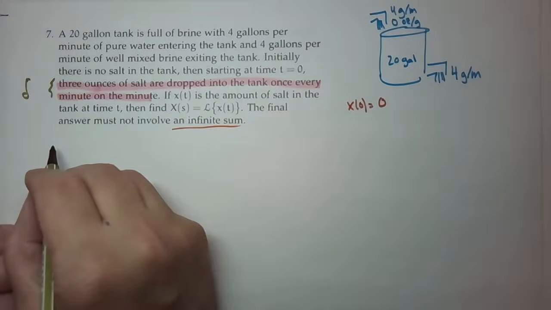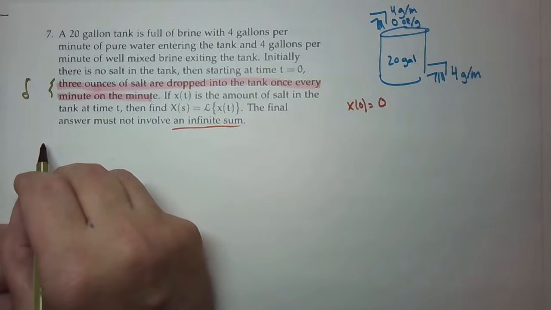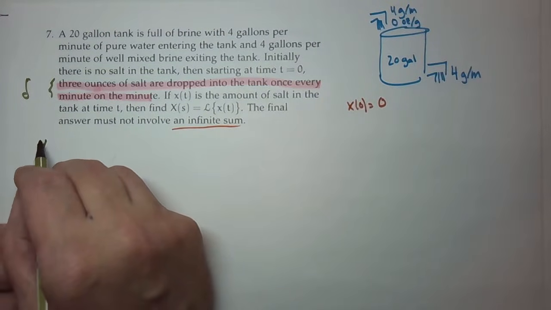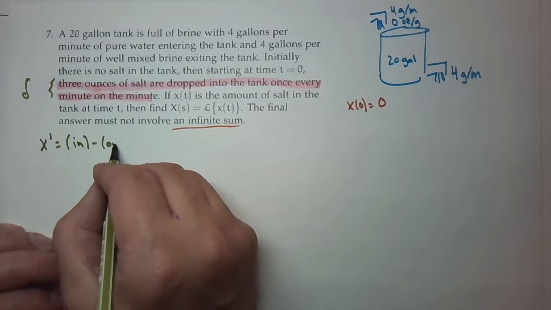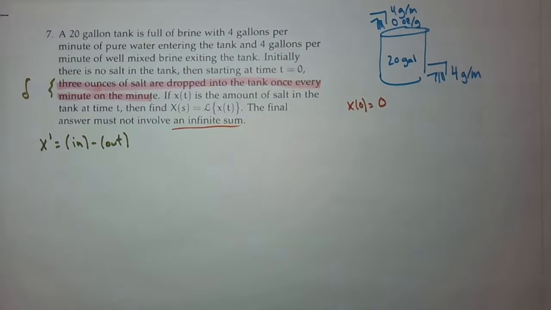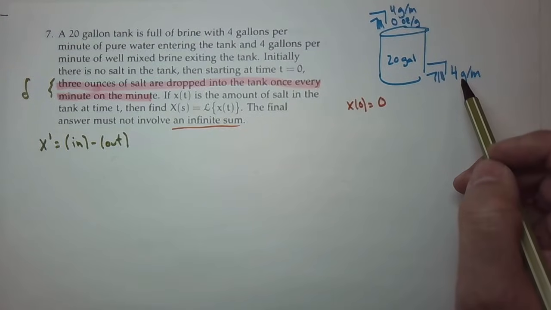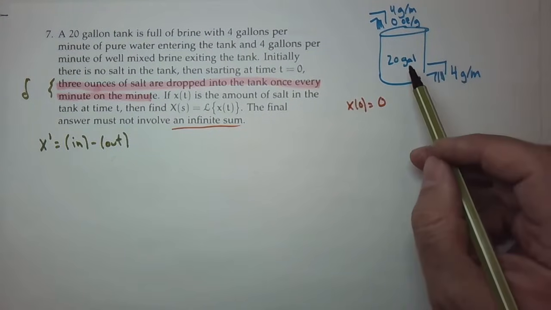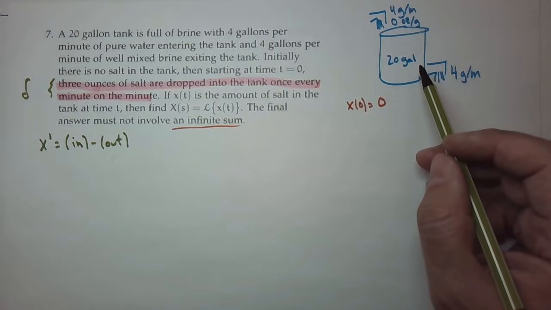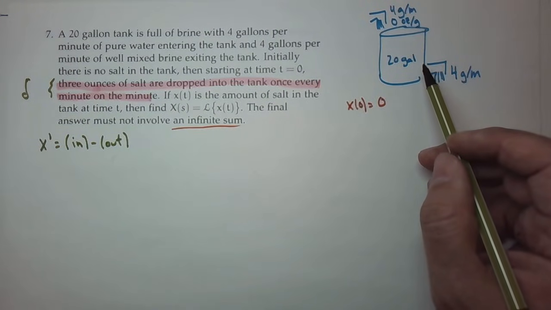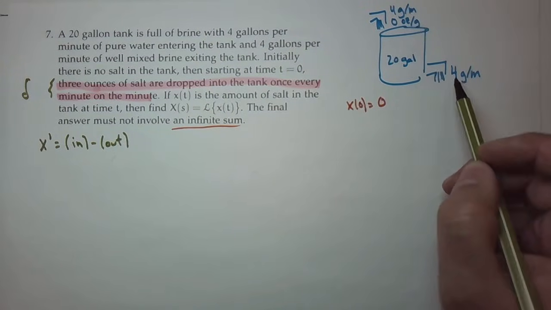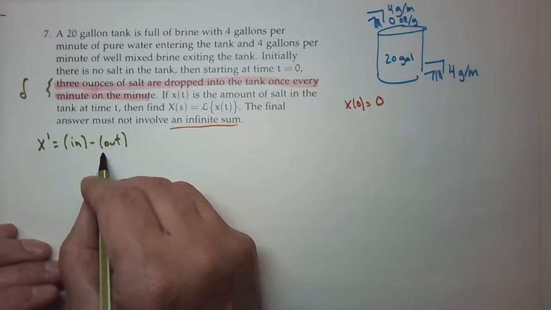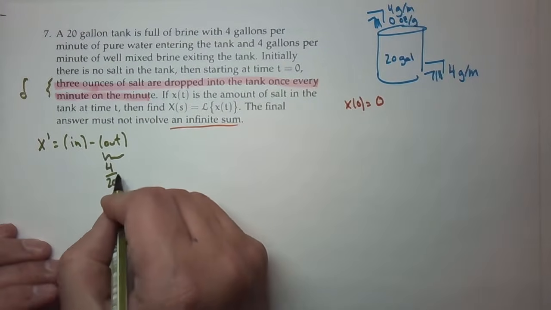So we can say what? Well, we know our basic rule for x prime. We have in minus out. That's how it's always been. Now, our out is not so hard. We have 4 gallons per minute out of a 20-gallon tank. So how much leaves every minute? What proportion leaves every minute? 1/5, 4 over 20. So our out is 4 over 20 x.